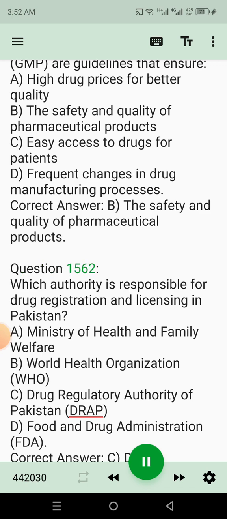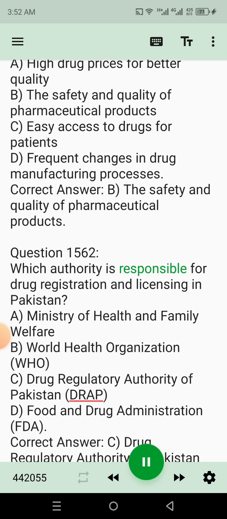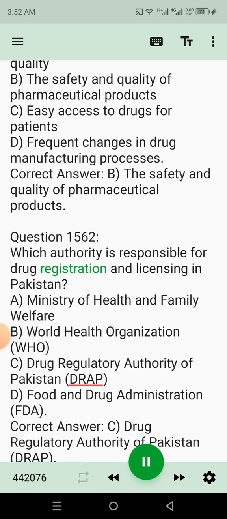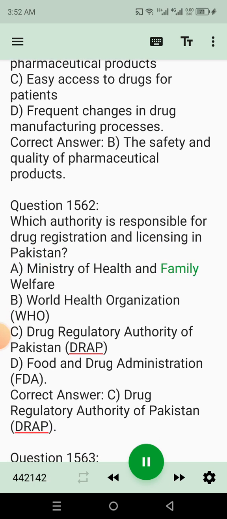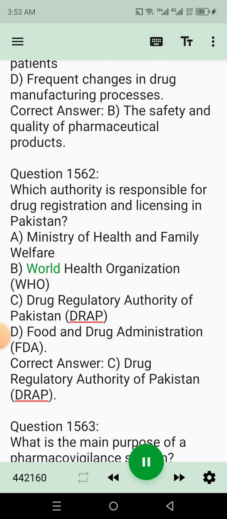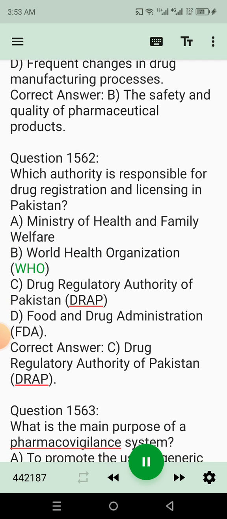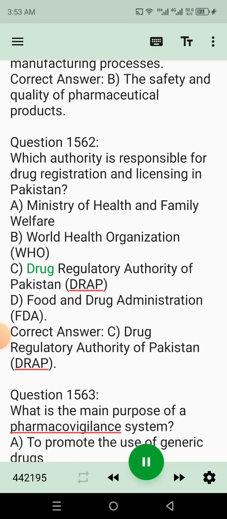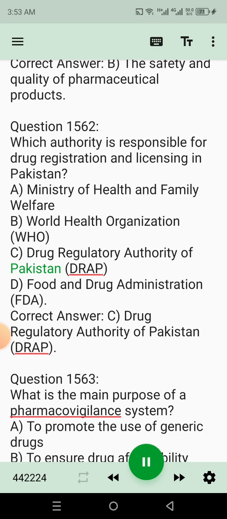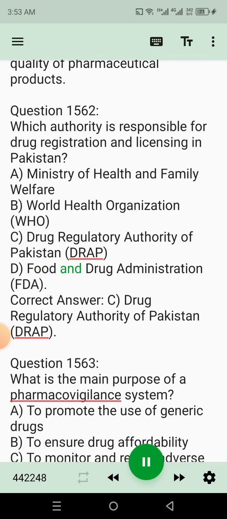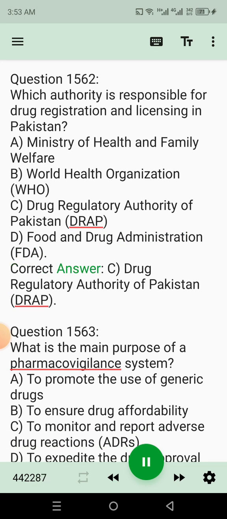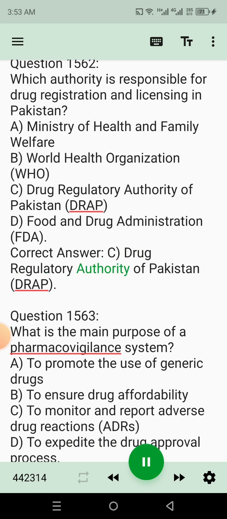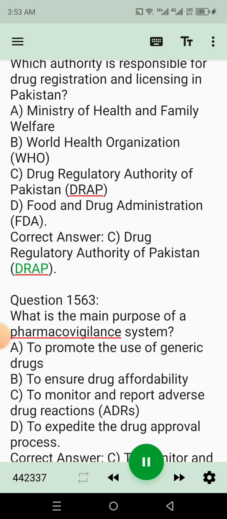Question 1562. Which authority is responsible for drug registration and licensing in Pakistan? A. Ministry of Health and Family Welfare. B. World Health Organization (WHO). C. Drug Regulatory Authority of Pakistan (DRAP). D. Food and Drug Administration (FDA). Correct answer. C. Drug Regulatory Authority of Pakistan (DRAP).